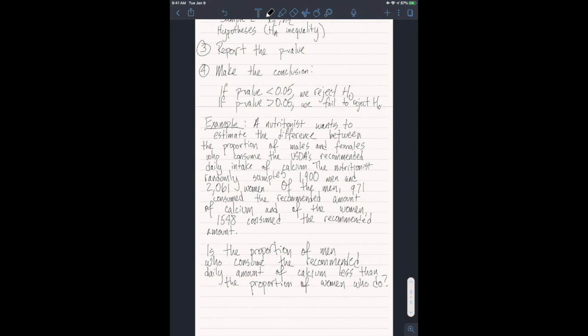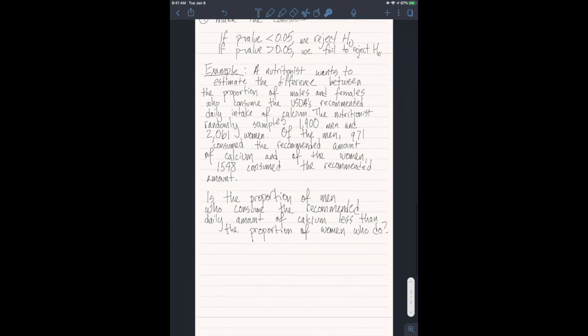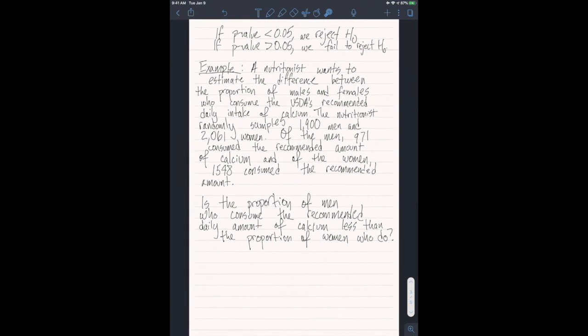Okay. The one thing I hate about these problems is they're so long to write out because you basically have to throw two samples in the same prompt. So thanks for hanging in there. Let me reread the question so that I can understand it myself. A nutritionist wants to estimate the difference between proportion of males and females who consume the recommended daily intake of calcium. Okay, that's just fluff.